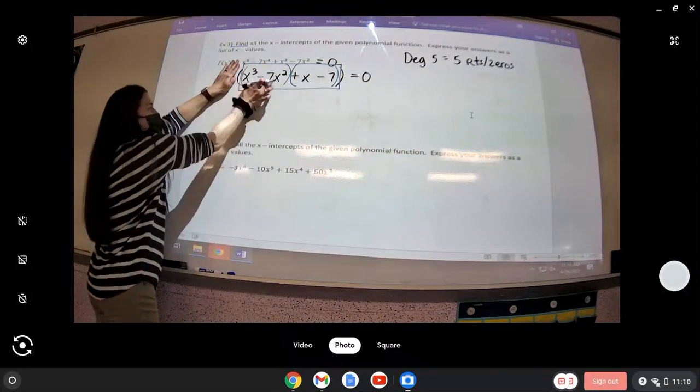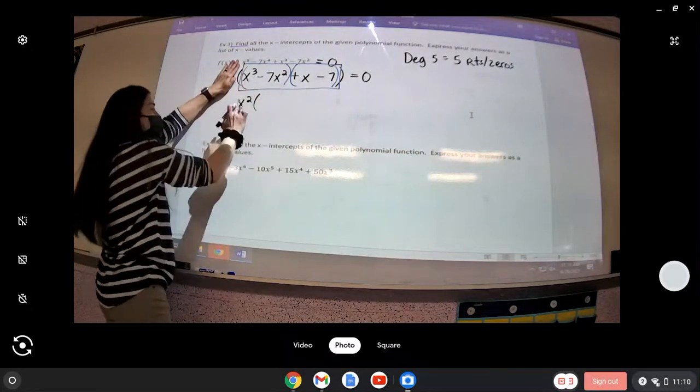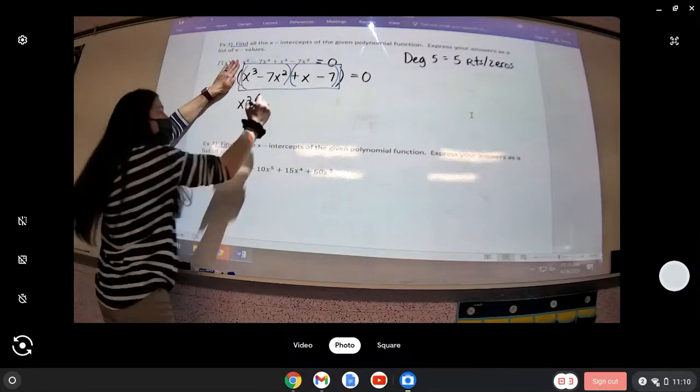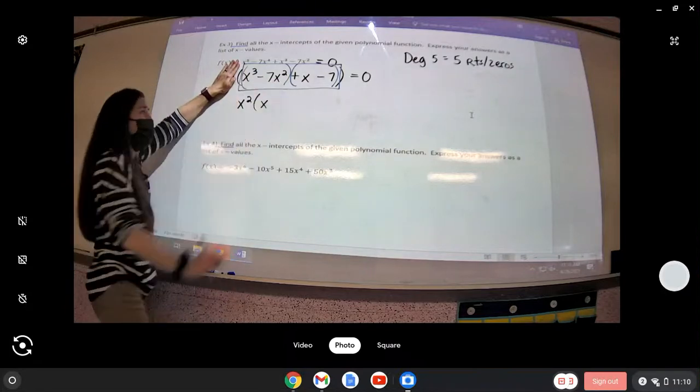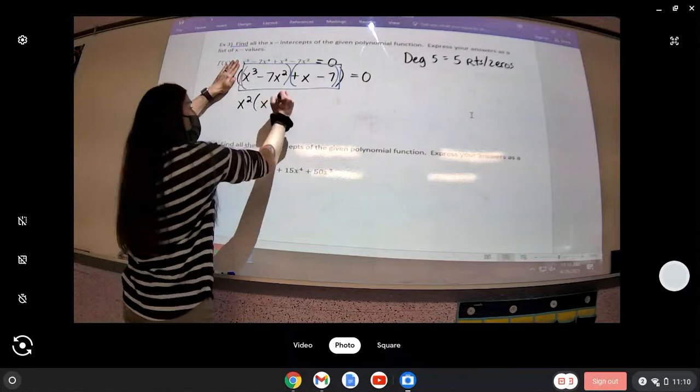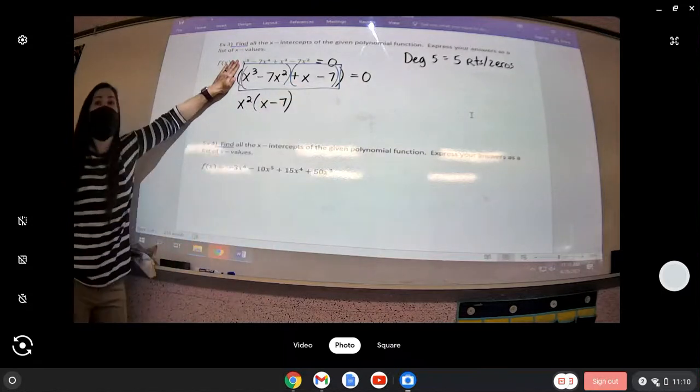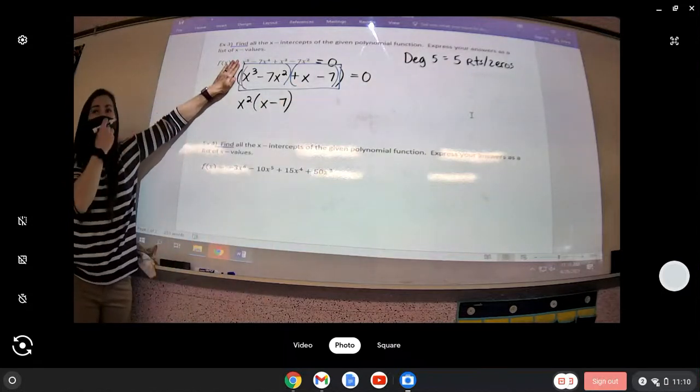And then what would be left out of these 2 terms if you took an x squared out? X squared times what gets you back to x to the 3rd? X squared times what gets you back to negative 7x squared? Minus 7. Okay. Then you go to the second group.